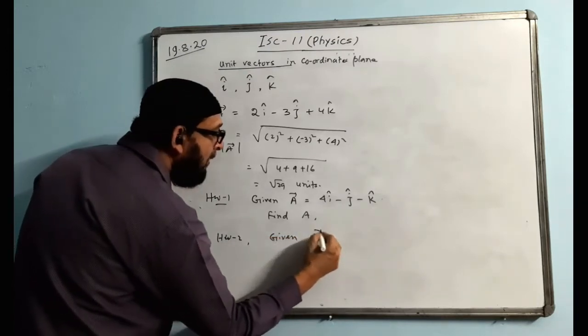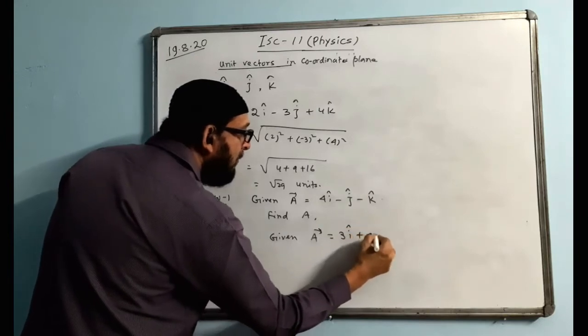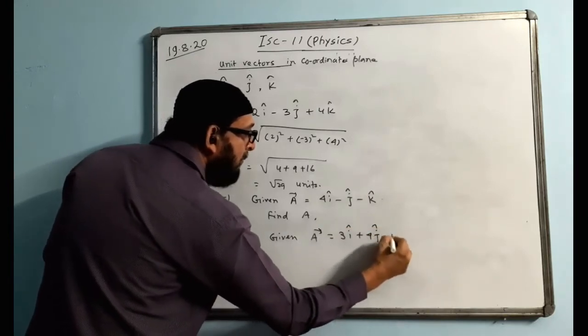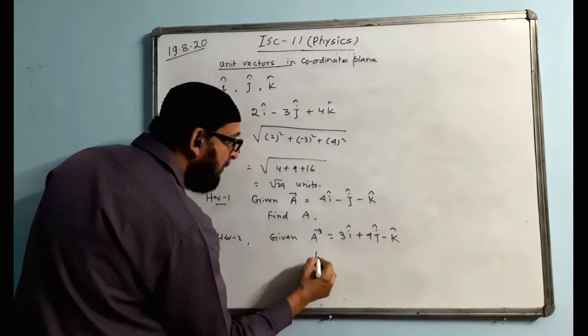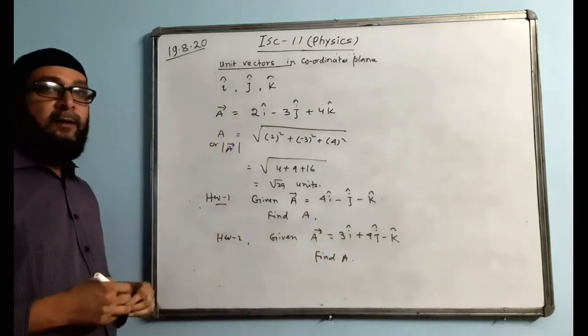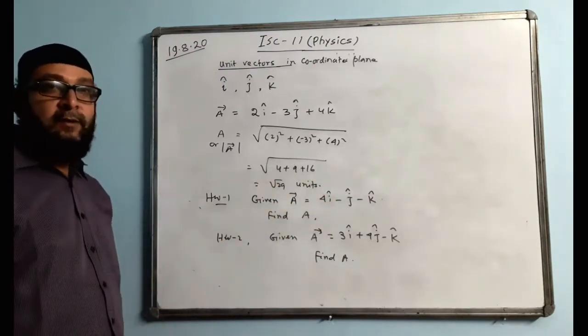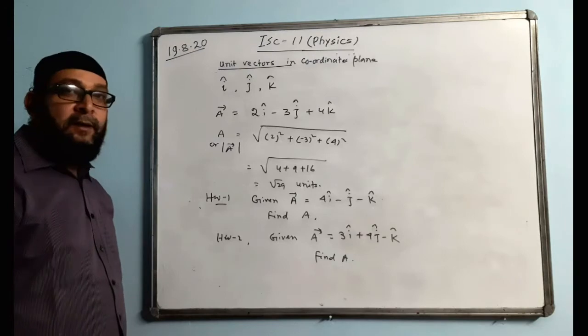Given A equal to 3i plus 4j minus k, find the magnitude of A. These two questions you can try. Simple only. So you have to do root of this square, this square, this square. You will get the value of the magnitude of that vector.